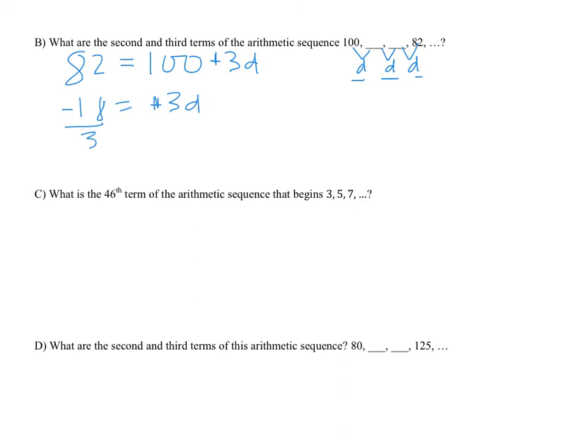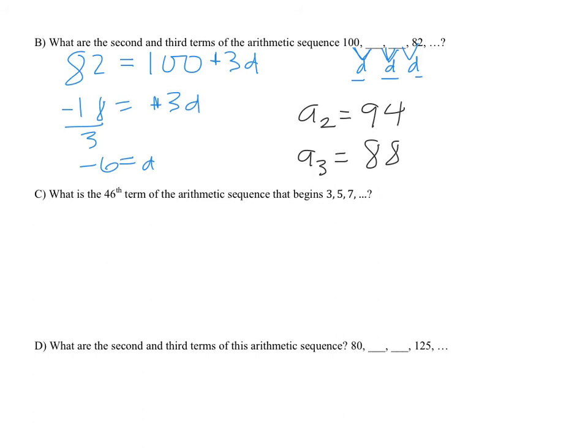Then divide by 3, I get negative 6 is equal to d. Because each time you should be adding something. So in this case, I'm adding a negative 6. So now I'm looking for my next two terms. I take 100 and I subtract 6. So my second term would be 94. And I take 94 and I subtract 6 again for my third term and that's 88.